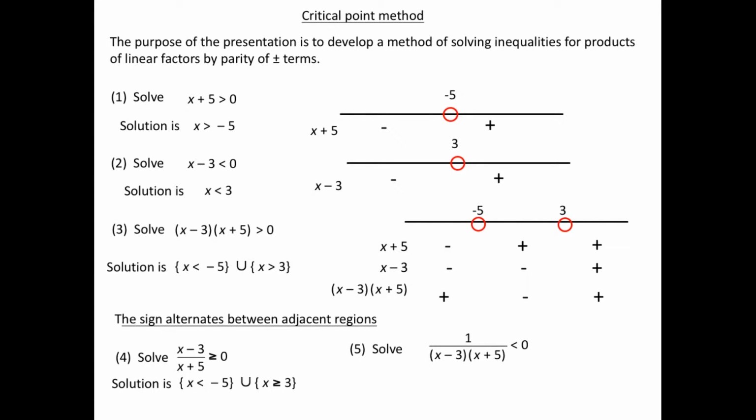Similarly, in the next example, solve 1 on x minus 3 times x plus 5 is less than 0. We know that the whole solution will be negative when the denominator is negative in this case. Therefore, we take the answer from before over here, as the expression is negative between x is equal to minus 5 and 3.